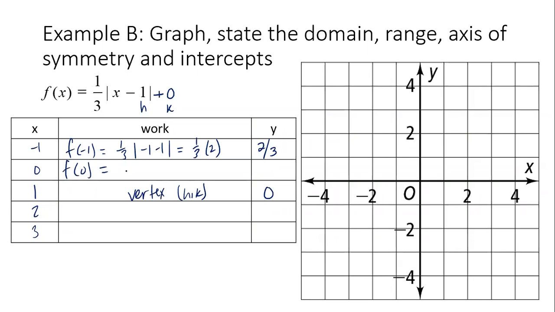I'm going to do 0. F of 0 equals 1/3 absolute value of 0 minus 1. That gives me 1/3 times 1, which is 1/3. Okay, by the same token, these values should mimic the same thing, right? F of 2 and F of 3, because they're symmetrical, should represent the same values, 1/3 and 2/3.